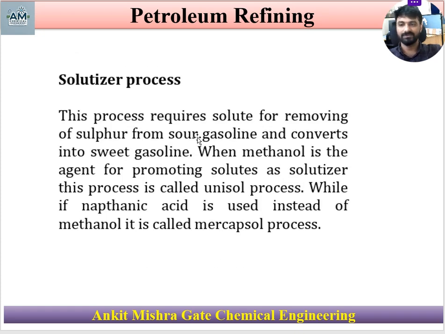Now next is the solutizer process. This is a very important process. In this process you can see this requires a solute for removing sulfur from sour gasoline to convert it into sweet gasoline, right? So when methanol is used as a solute, then it is called the Unisol process, and when naphthenic acid is used here, then it is called the mercaptan process. Okay, I hope this is clear to all of you.